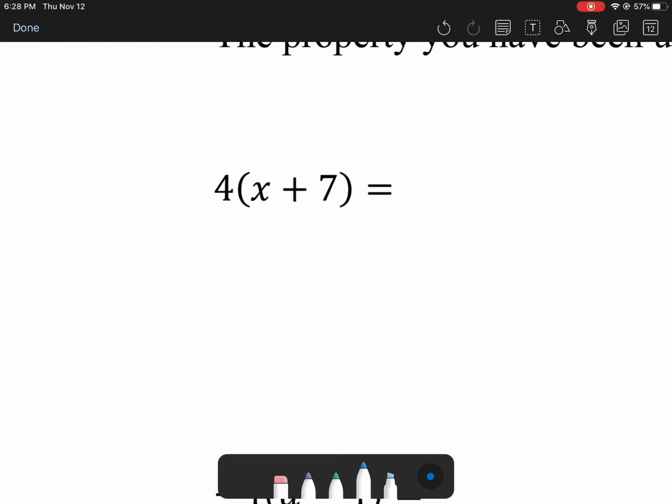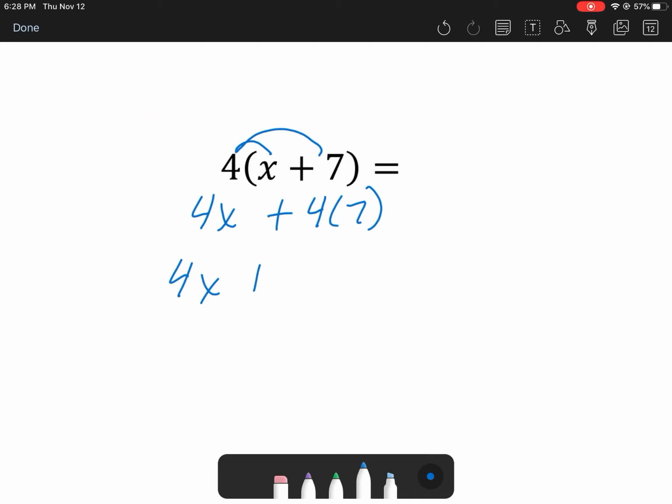So if we look at our first example here, I have 4 times the quantity of x plus 7. I can take 4 and multiply it to everything inside the parentheses. So I would have 4 times x plus 4 times 7, which is 28. 4x plus 28 is my answer.